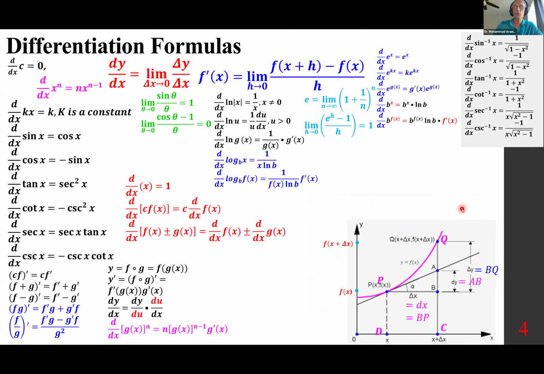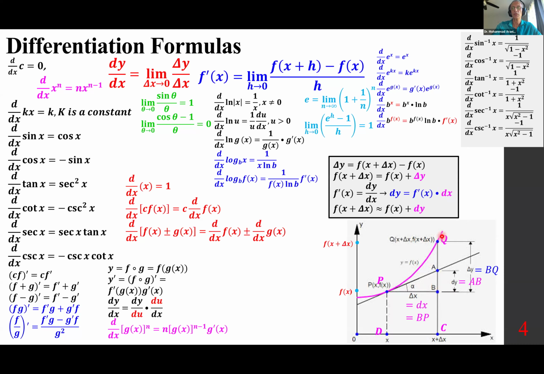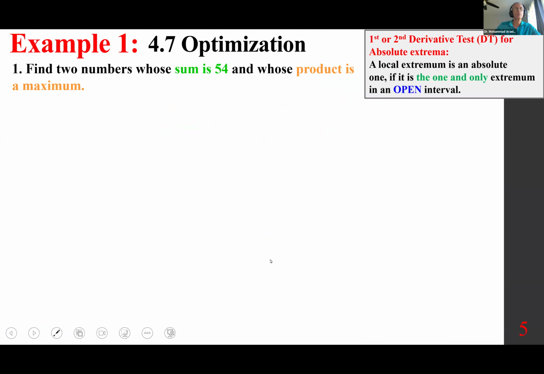If you go from P to Q, the distance of delta x or dx, or BP, that's the run. The rise along the curve is delta y, f of x plus delta x minus f of x, or simply this distance. The rise along the tangent line is this distance AB, dy, which is f prime of x dx. Linearization refers to finding the tangent line of the function.